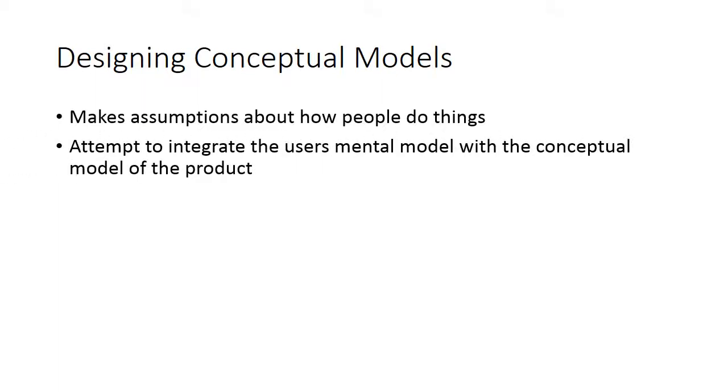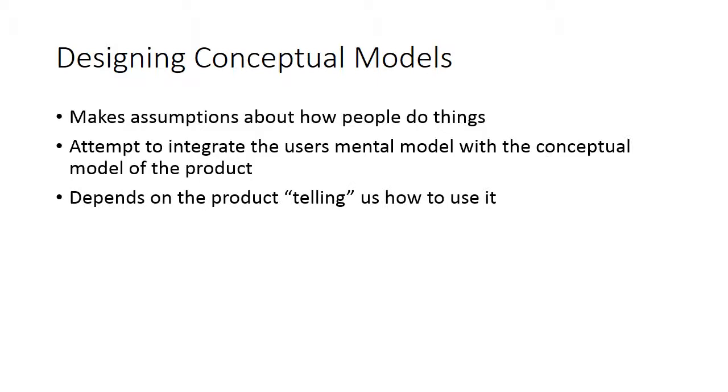What you're going to do is attempt to integrate what you know or think you know about the user's mental models, and we'll talk about how you might do that a little bit later, with the conceptual model of the product. The goal here is to design a product, or instruction, that requires no training. The product tells us how to use it, okay? And the things on the product that tell us how to use it are called affordances. This is an important term in the design world, and it's one that I would like you to understand, so we're going to talk a little bit about affordances.